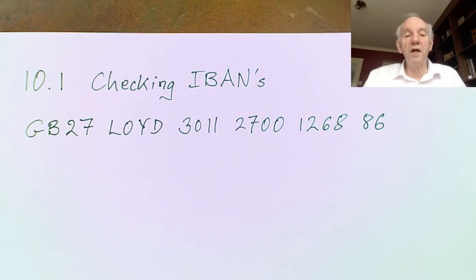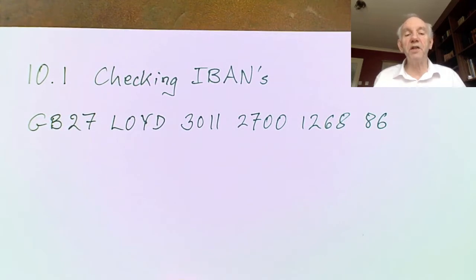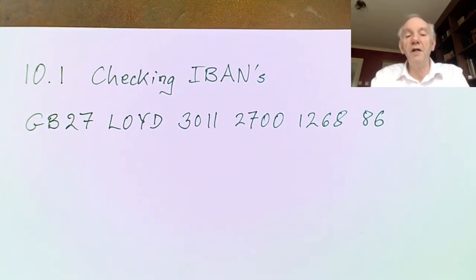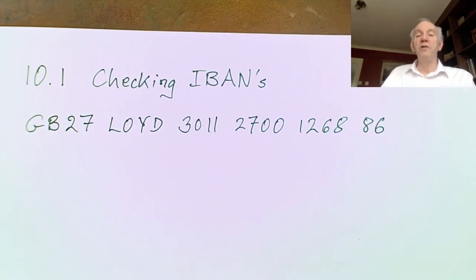So I've chosen an example of a UK international bank account number, and it's a fake number. I got it from my own by modifying a few digits. But this number, which I've written down here, does pass the validation test. If you go online, there are various firms trying to sell you their software, and they will validate IBANs. And this one passes the test, and I want to explain why it passes the test and what tests are carried out.